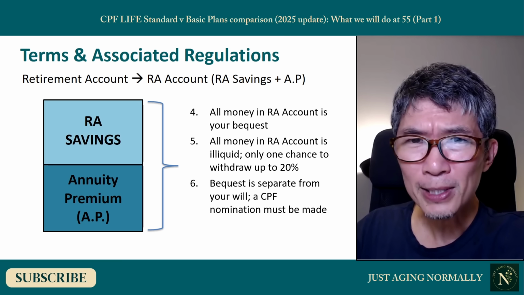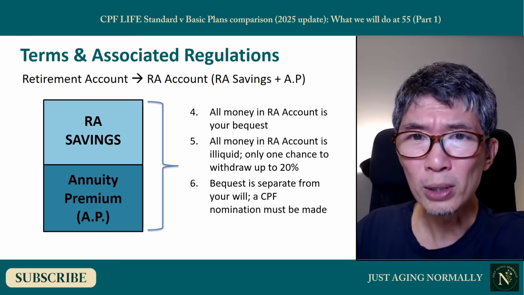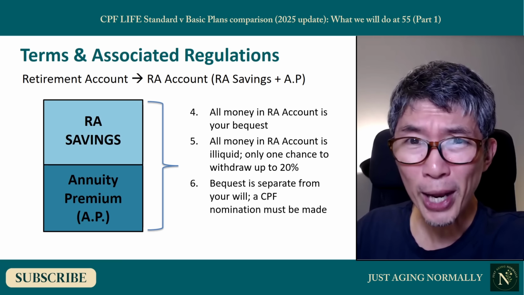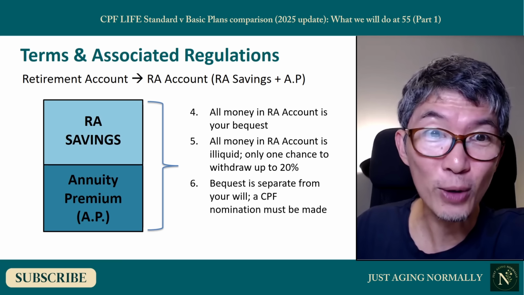Your RA account, and by association, your bequest, is separate from your will. To decide who receives your CPF balances, including OA, MA, and your RA bequest, you must make a CPF nomination.